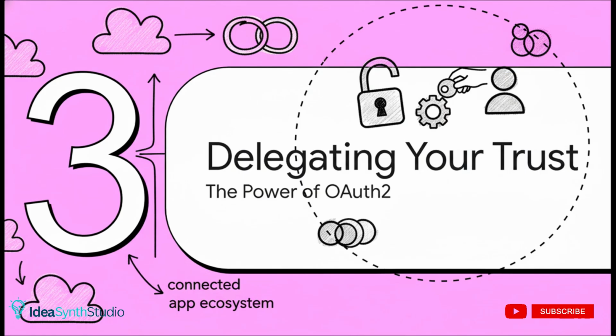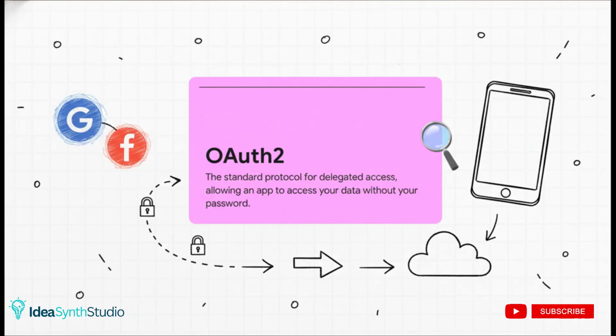Okay, now we get to the big one. The protocol that really, truly changed the game and made the connected world we live in possible. This is the absolute genius idea that lets you give an app permission to do things for you without ever sharing your password with them. And its name is OAuth 2. I guarantee you've used this hundreds of times, even if you've never heard the name. It's the industry standard for what's called delegated access.